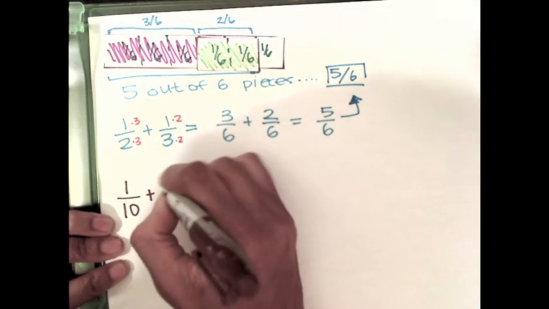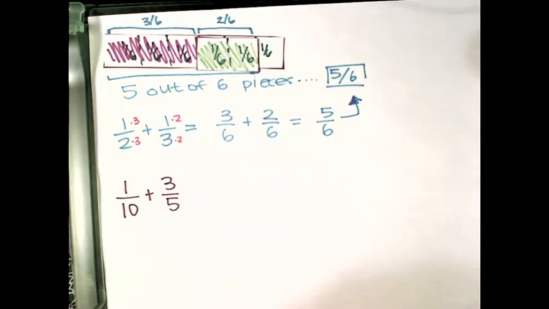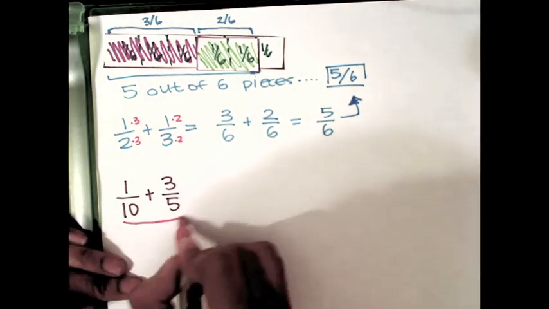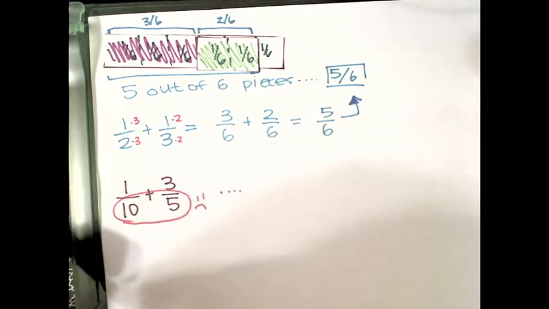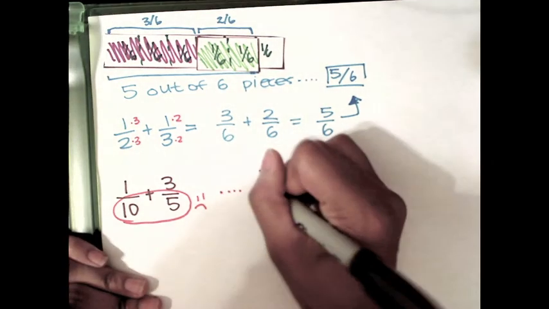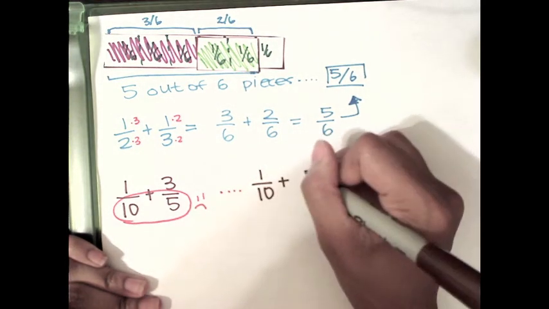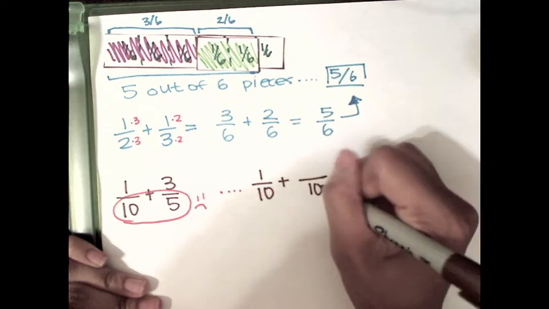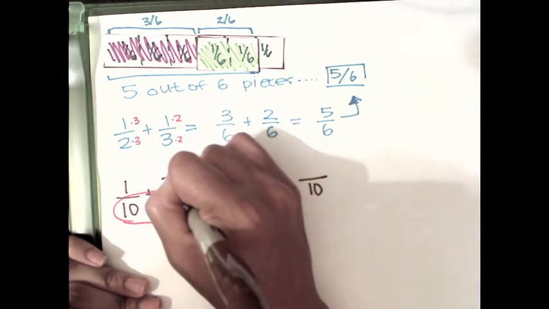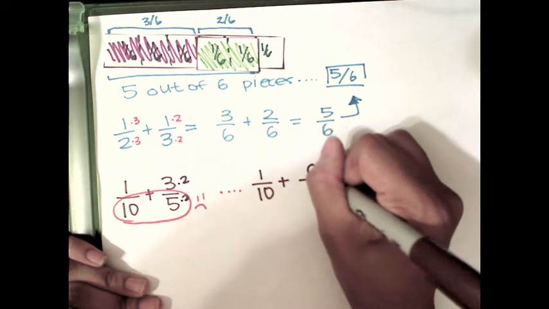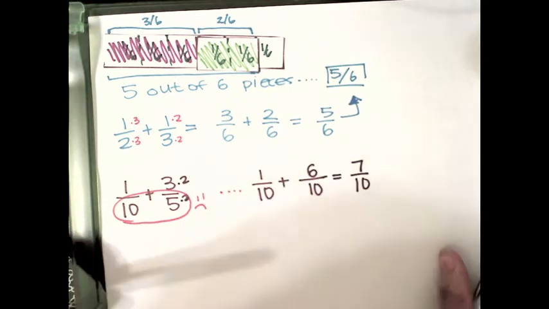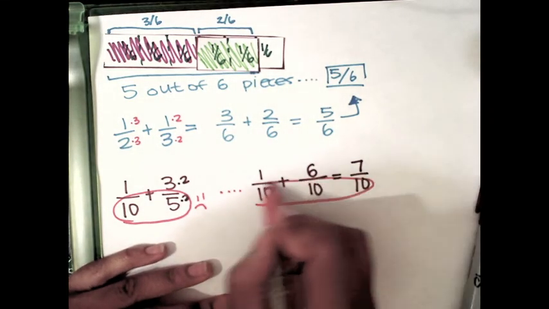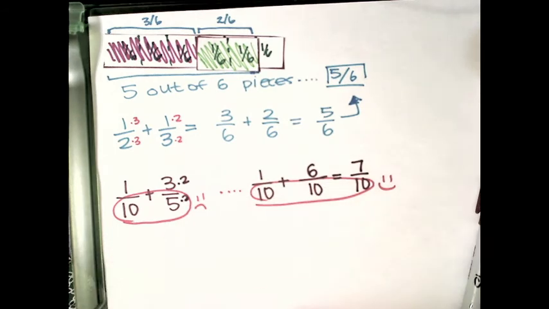Now, if I'm looking at 1/10 plus 3/5, I need to find a number that both 10 and 5 go into, since they are not the same denominator. 10 will work very well for this. For 1/10, I won't need to change at all, but for 3/5, I'm going to need to multiply both the numerator and denominator by 2, since 5 times 2 is 10. That will give me 6/10. Now the denominators are the same, so I can add together and get 7 out of 10. 10 equally sized pieces for all.